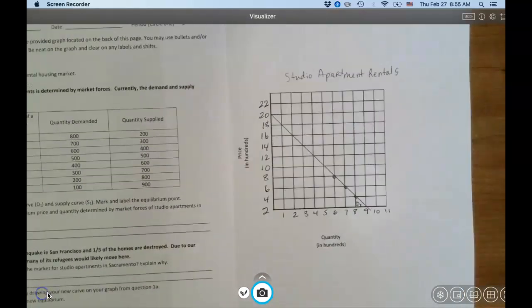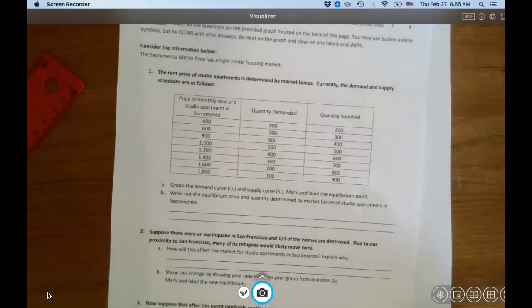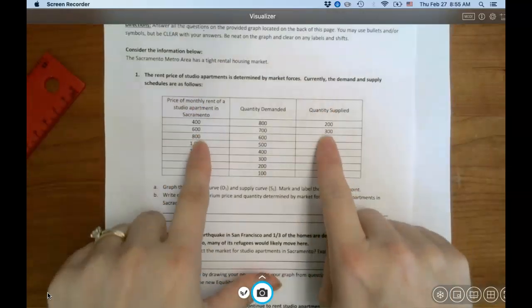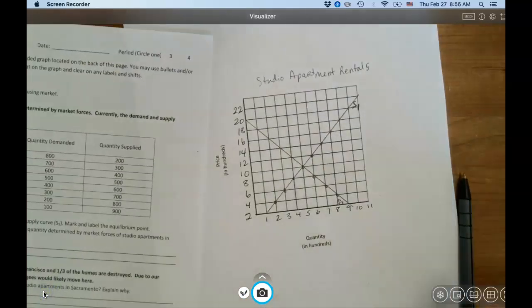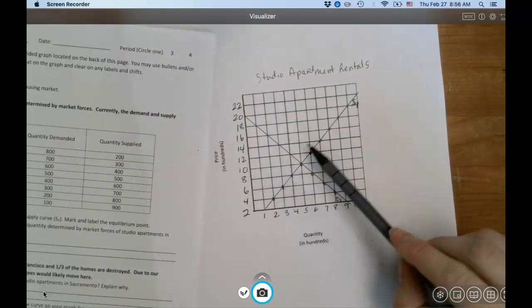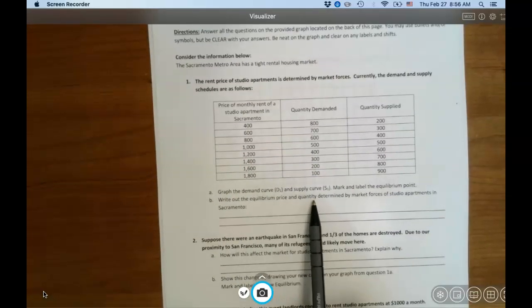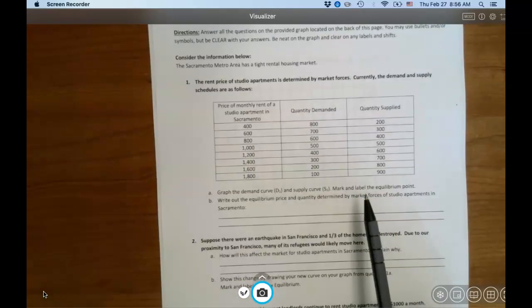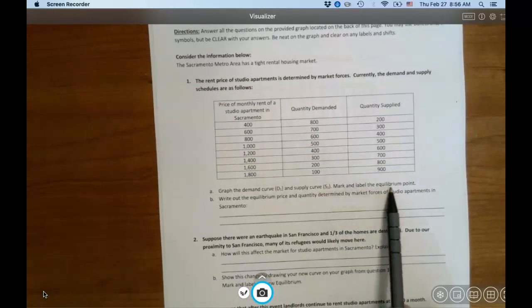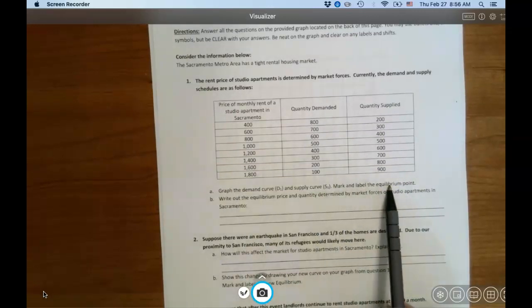You do the same. Okay, so if you graphed your demand curve, yours should look something like this. Now we're going to graph the supply curve using these two columns. I'm going to pause. So, did you label your supply curve S1? Does yours look like this? Now, next, write out the equilibrium price and quantity demanded by market forces of, I've already messed up. I did not mark and label the equilibrium point. See, again, they put more than one instruction on a line, and it can really trip you up. Make sure you follow all the instructions.